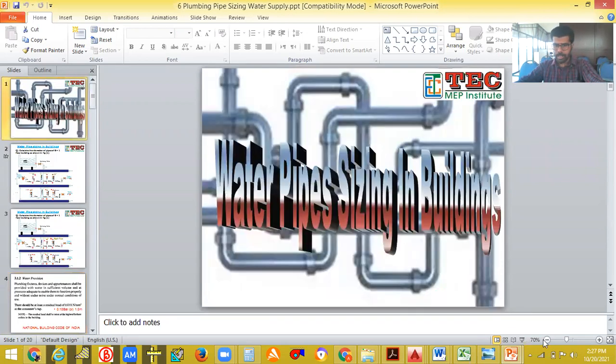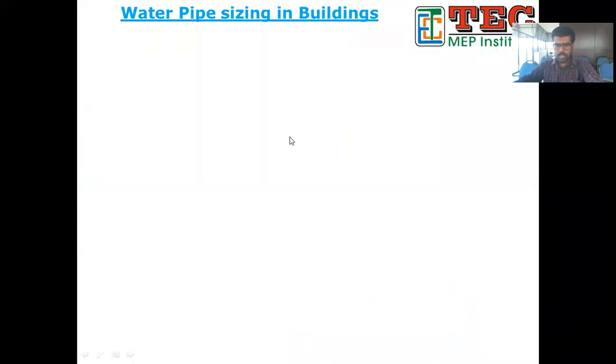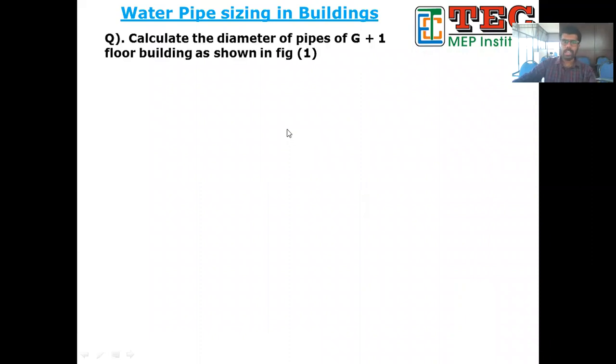Water pipe sizing in buildings. So different methods are there, the methods we will be studying afterwards. What we are trying to do here is calculate the diameter of the pipes of a G+1 floor building, ground floor plus one floor, as shown in the figure.